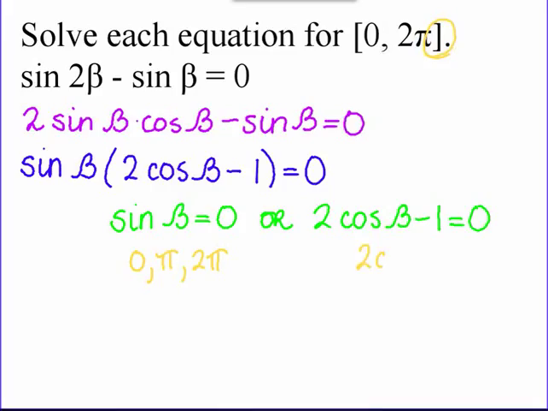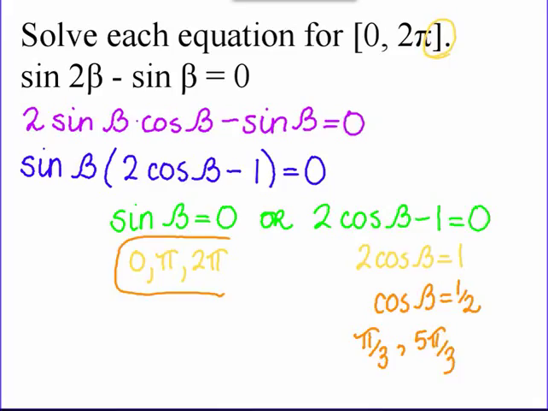On this one, I get 2 cosine of beta equals 1. Divided by 2, cosine of beta equals 1/2. So what values does cosine equal 1/2? Pi over 3 and 5 pi over 3. Good. So you end up having 5 different solutions. 2 sine beta times cosine beta doesn't mean there's 2 sines. It's just a coefficient out front, kind of like 2x.